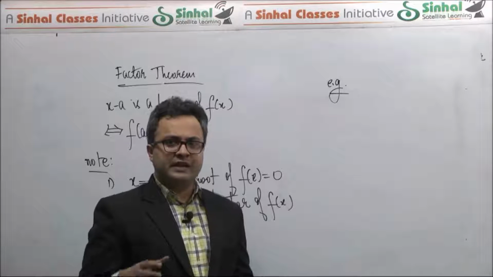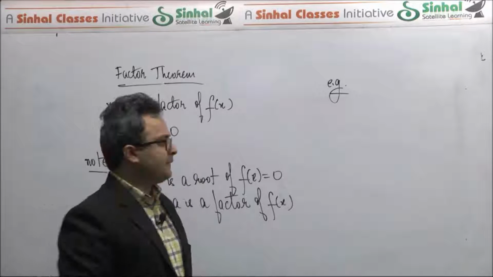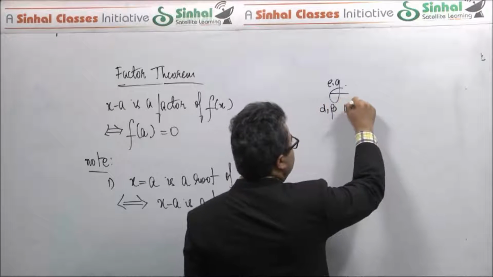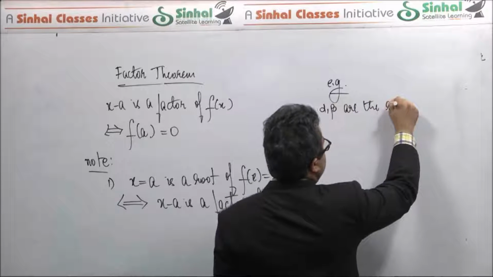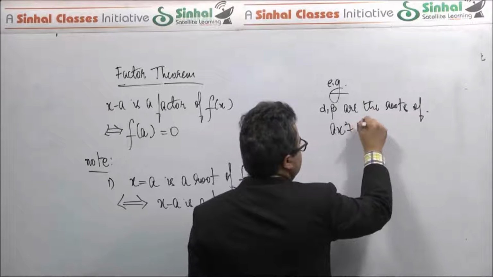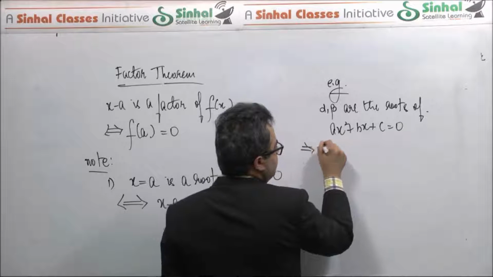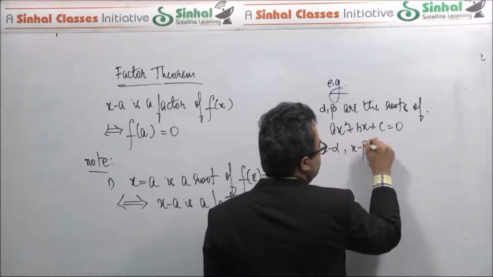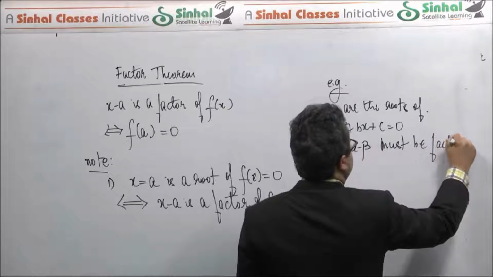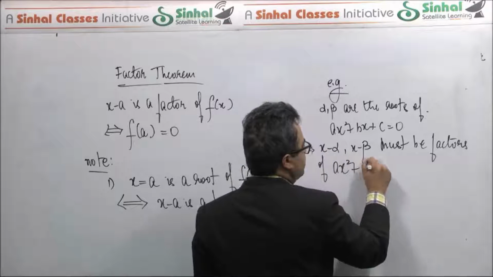Using the factor theorem, there's an alternate way to prove the relation between the roots and the coefficients. And this alternate way is important because it can be extended to higher degree polynomials also. So again, let's say that alpha, beta are the roots of the quadratic. So from what we have discussed, x minus alpha and x minus beta both must be factors of the quadratic expression ax square plus bx plus c.